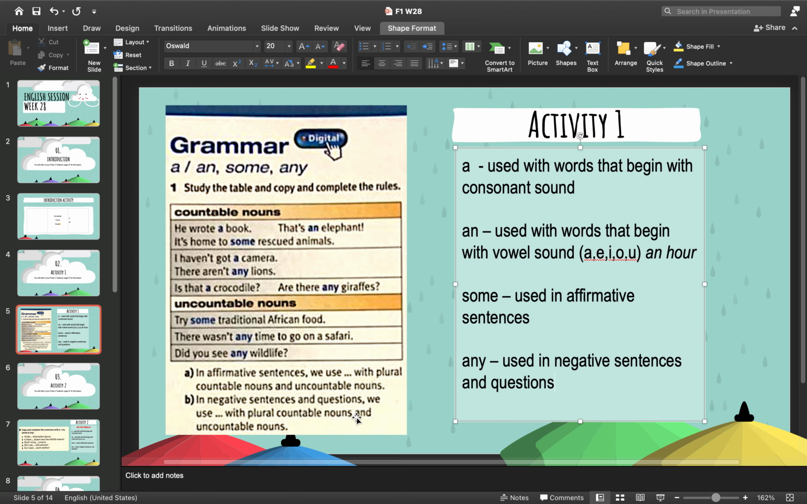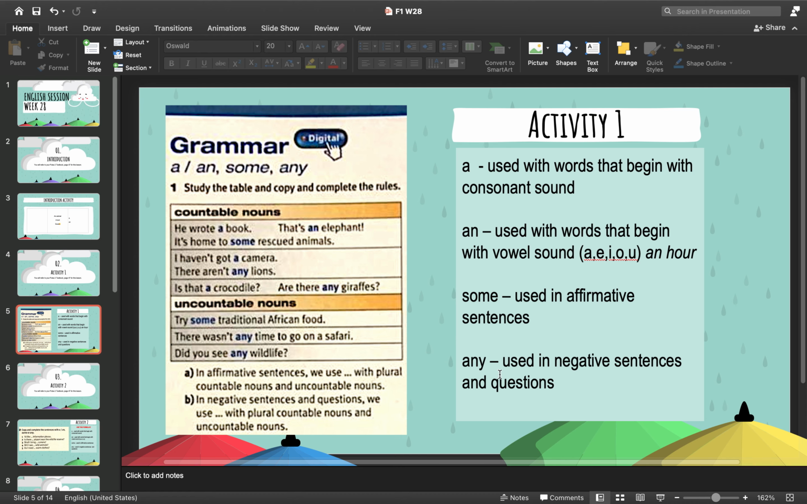Alright, so at the bottom part of this section, you can see two different types of rules. Okay, ada dua jenis rules dekat bawah ni. First one, in affirmative sentences, we use blank with plural countable nouns and uncountable nouns. In negative sentences and questions, we use blank with plural countable nouns and uncountable nouns. So, teacher dah terangkan tadi. Dalam ayat affirmative, kita pakai apa? Dalam ayat negatif dan soalan, kita pakai apa? So, kamu perlu isi tempat kosong ni dengan jawapan yang sesuai.